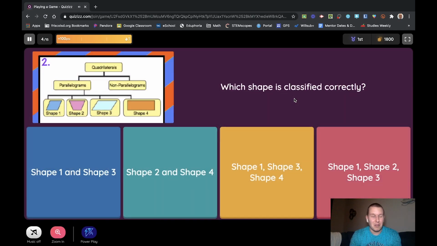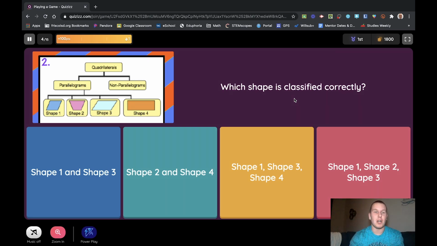Let's see if we get a hard problem coming up. Ooh, we've got a graph here, or an image. All right, which shape is classified correctly? Shape 1 and 3, shape 2 and 4, shape 1, 3, and 4, or shape 1, 2, and 3. These questions can be kind of tricky sometimes because there's lots of numbers and you're like, okay, wait, is this one good or is this not?